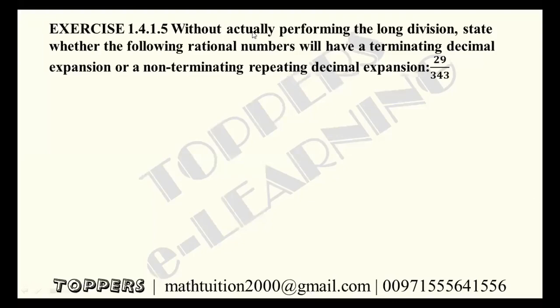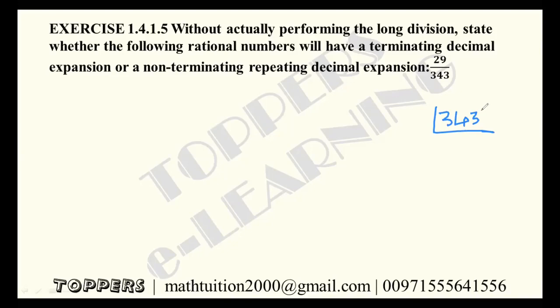29 upon 343, divided by 343. Nothing is common. So 3, 4, 3, we can prime factorize. It is not divisible by 2. For 3, 3 plus 4 is 7 plus 3 is 10. So it is not divisible by 3, and not divisible by 5.